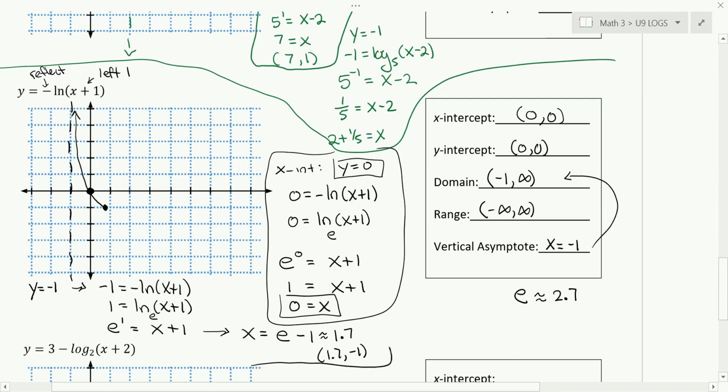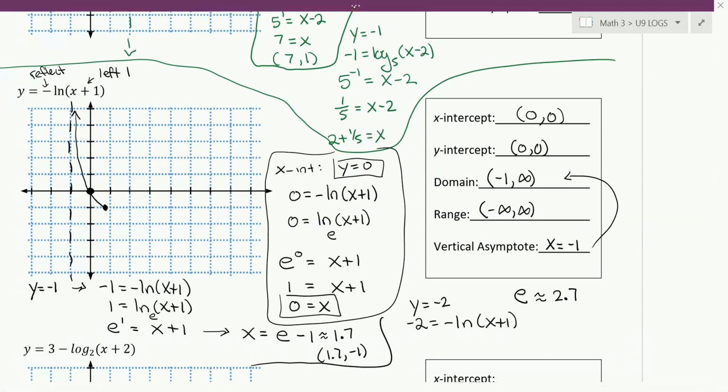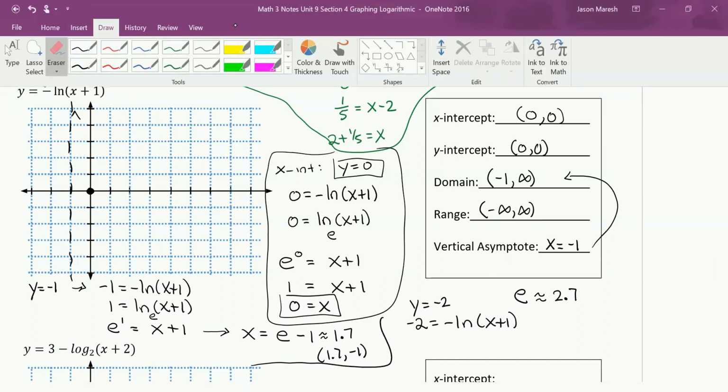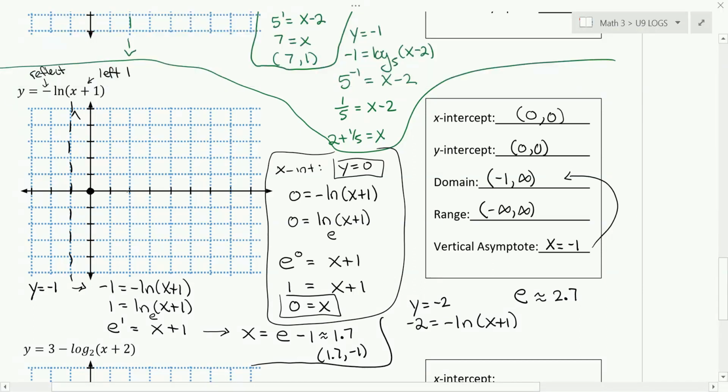Let's find one more value. What do you guys want to plug in? -2? I plug in -2. Oh yeah, that's not 1.7. I was looking at the vertical asymptote, not the y-axis. So 1.7 would be roughly here.